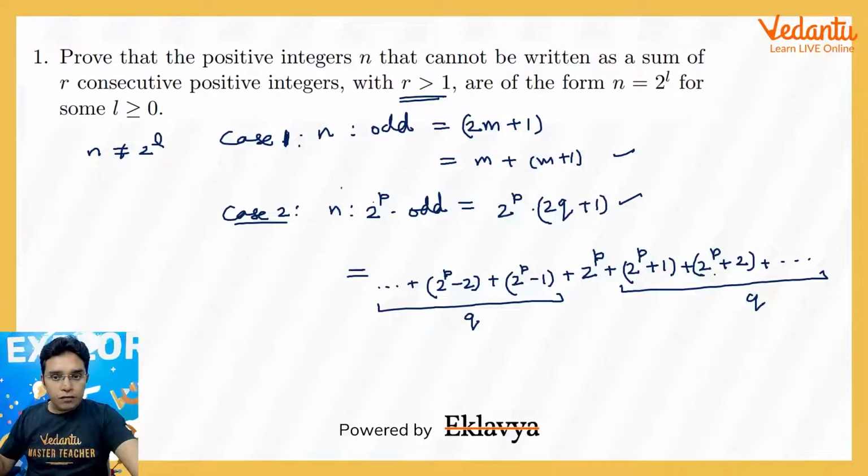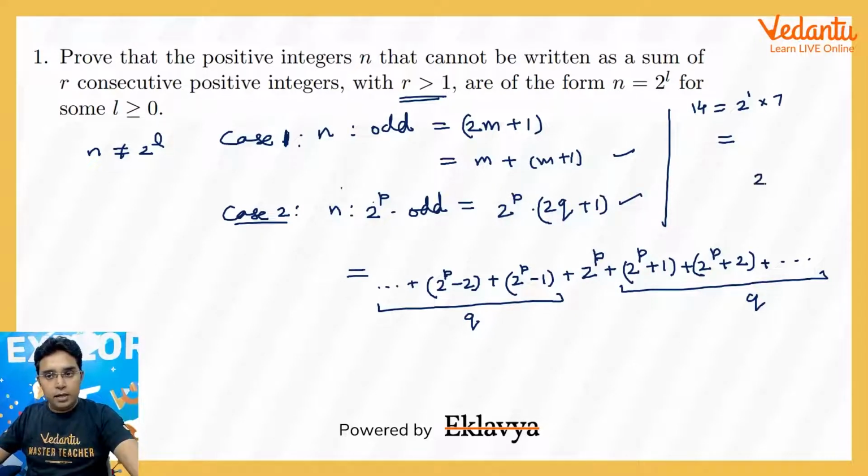Now, to give you one example, let us take 14. 14 is 2^1 into 7. 7 is an odd number. If I do the same thing to this, you can see I can write 2 here, 3 here, 4 here, 5 here. So 3 numbers I have written here, and I am writing 1, 0 and minus 1 here.